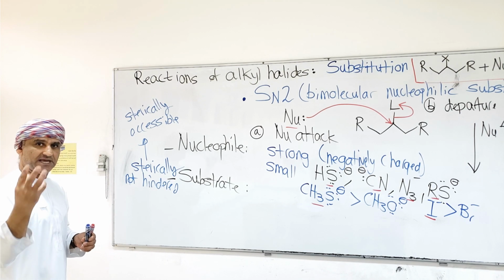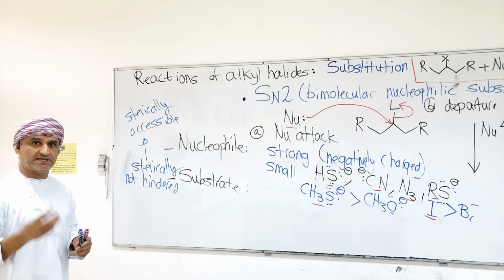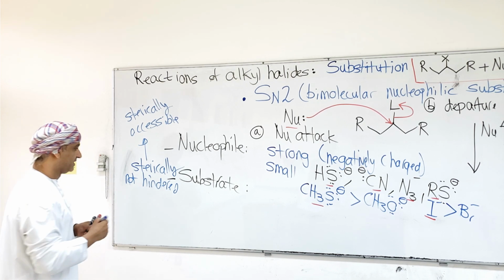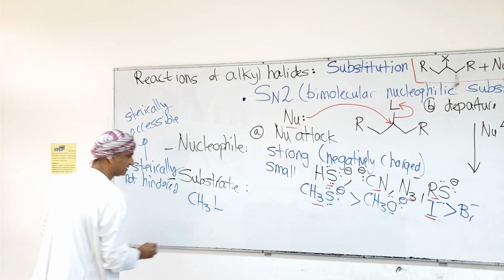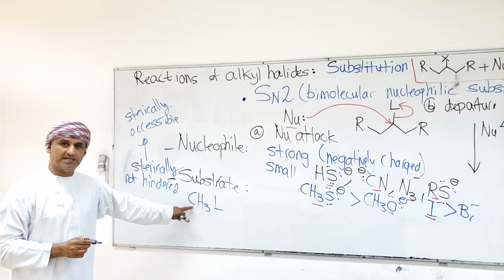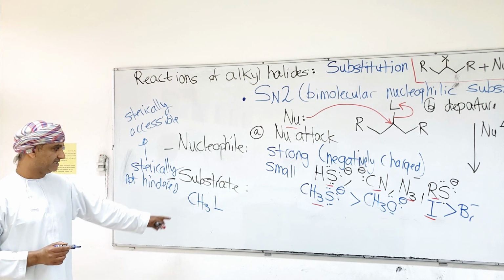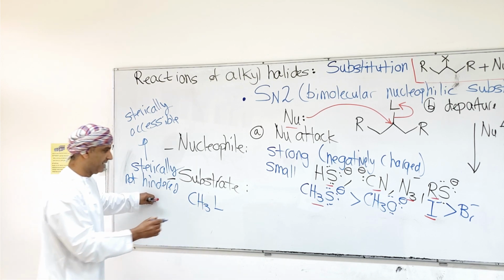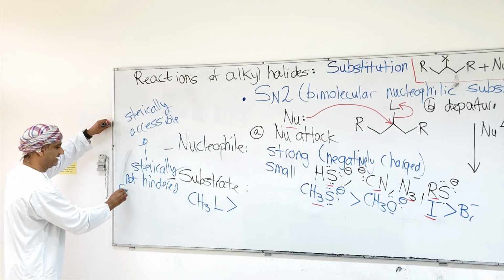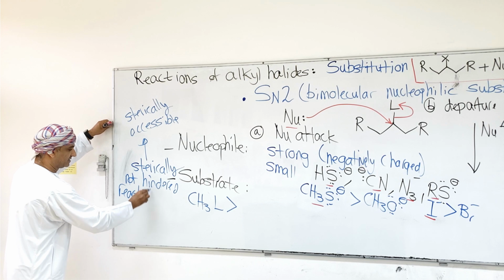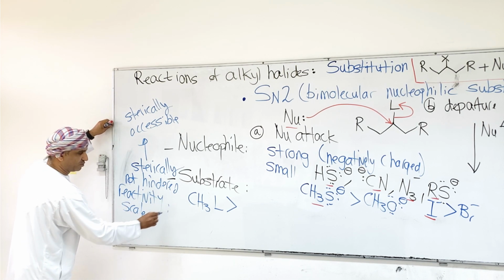Remember, the crowdedness, the steric bulk around the electrophilic carbon is really the main thing here. So methyl substrate is the best substrate because this carbon is not substituted at all. Nucleophiles can come and attack this carbon easily. So methyl substrates are the best, greater in reactivity. This is a reactivity scale in the SN2 mechanism.